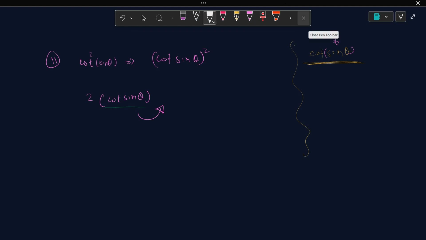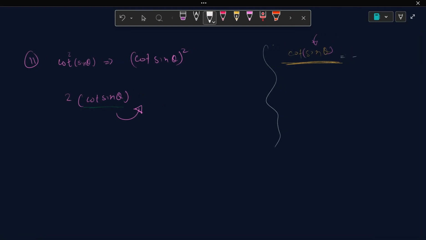So what is the derivative of this outer function, this cotangent? The derivative of cotangent is negative cosecant squared of x. So negative cosecant squared is something that you have to memorize as well.